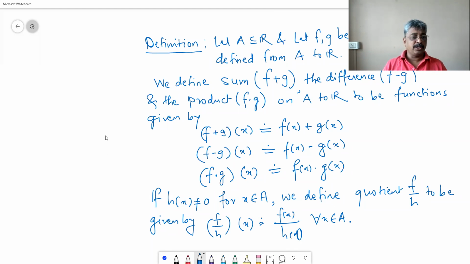So it has to be as it must be, if and only if, and is assumed to be true. Summation is simple. The sum function is the sum of functions. The difference function is the difference of functions. The product function is the product of functions. And the quotient function is the ratio of functions, provided the denominator of the ratio is not equal to 0.